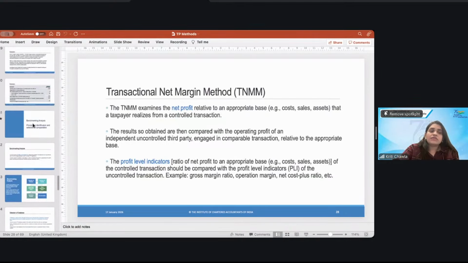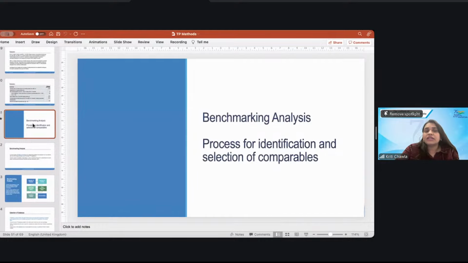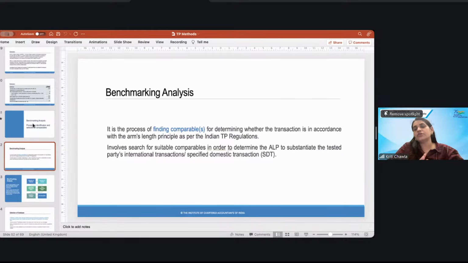So how do you really find out comparables? How do you really select comparables? That is the whole process of benchmarking analysis. So what we'll do now is look at this particular concept of how you find comparable companies.